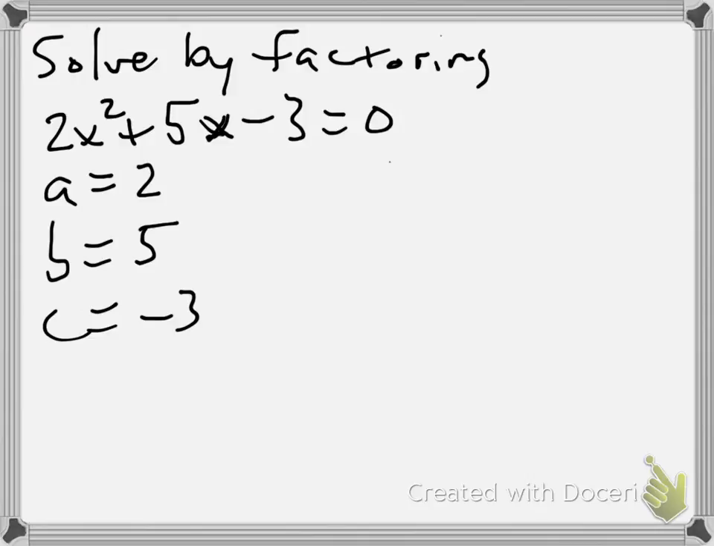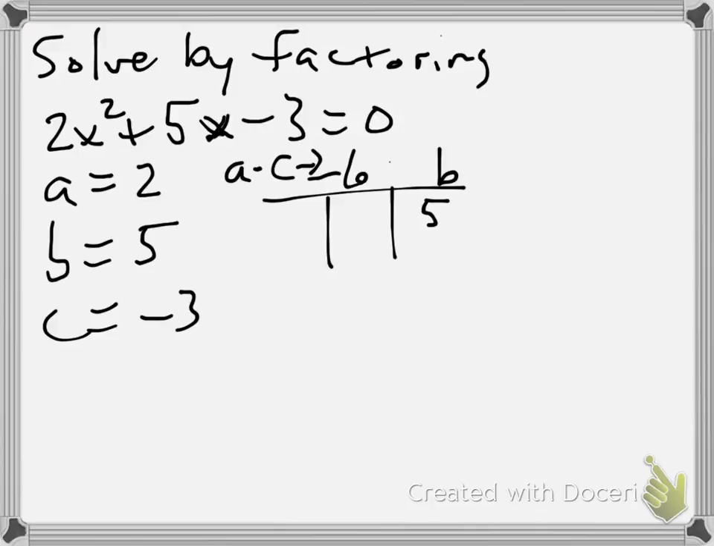Now, I'm not sure how you guys learned how to factor in the past. The way that I've always done it is I've made a chart. Okay, 3 columns. On top, I'm going to put whatever a times c is. So 2 times negative 3 is negative 6. And then whatever the b term is goes over here in the 3rd column, and that's 5.